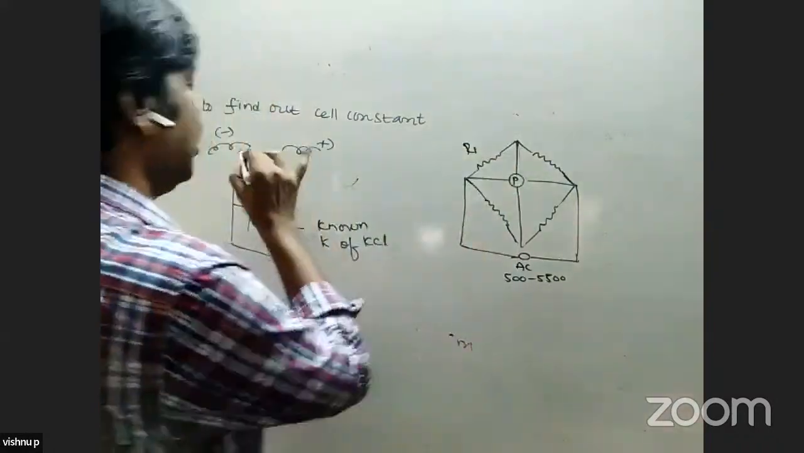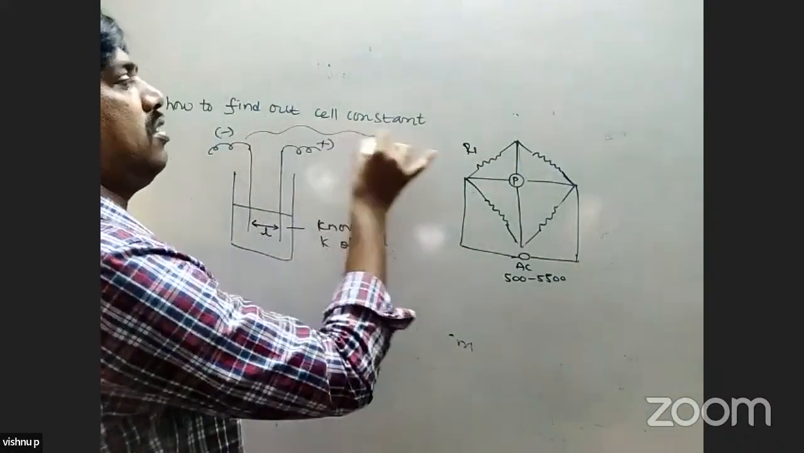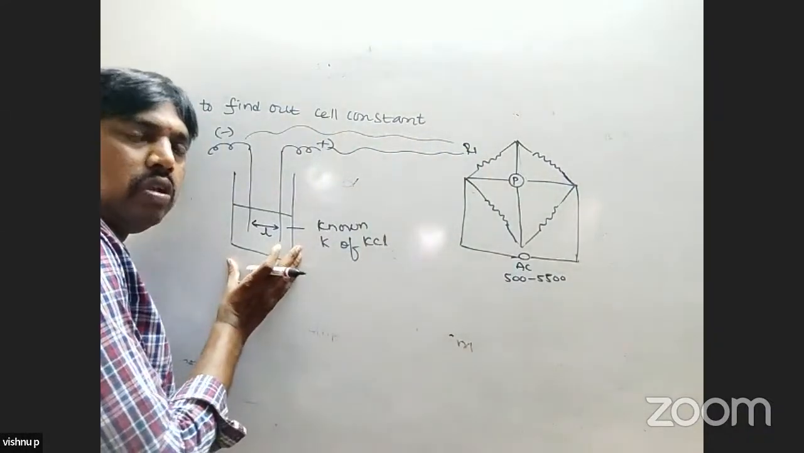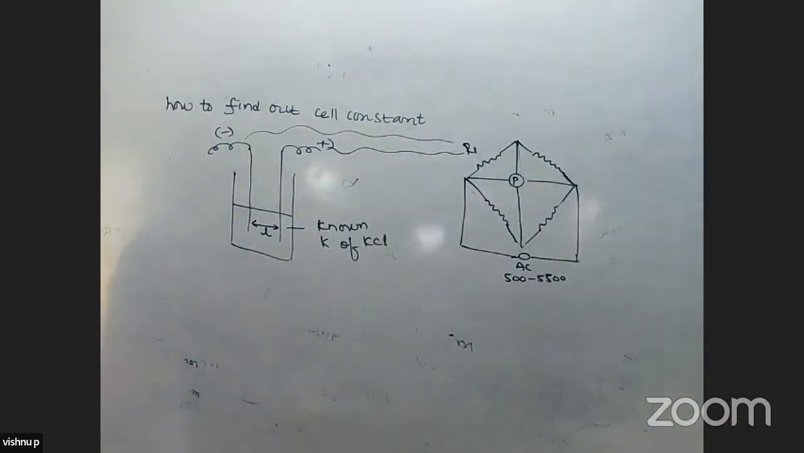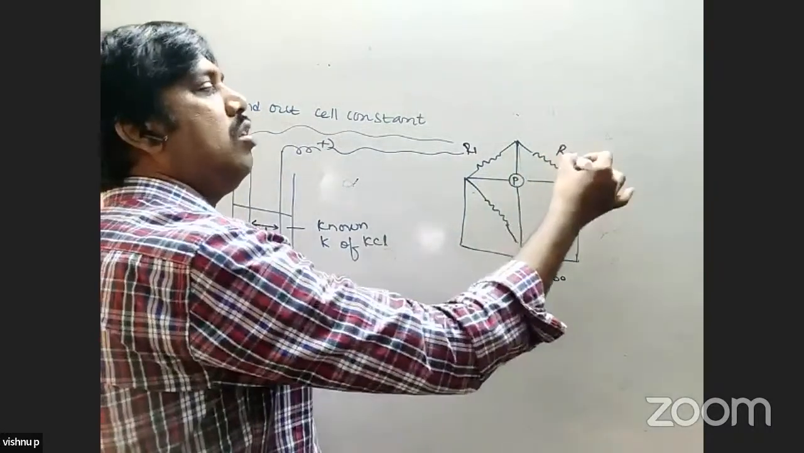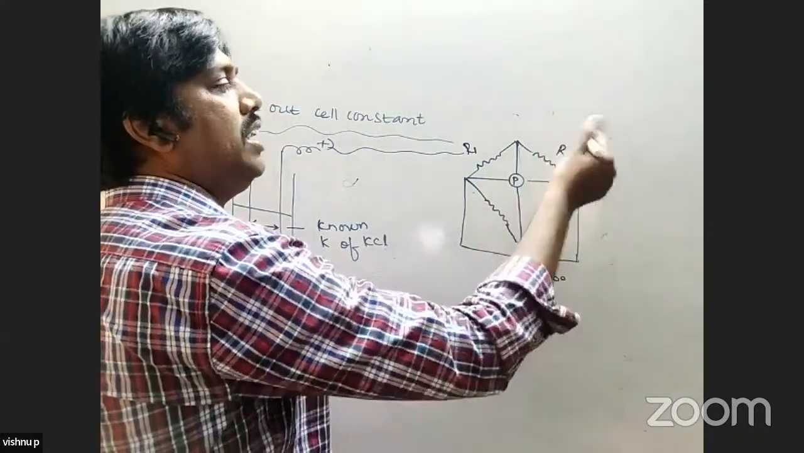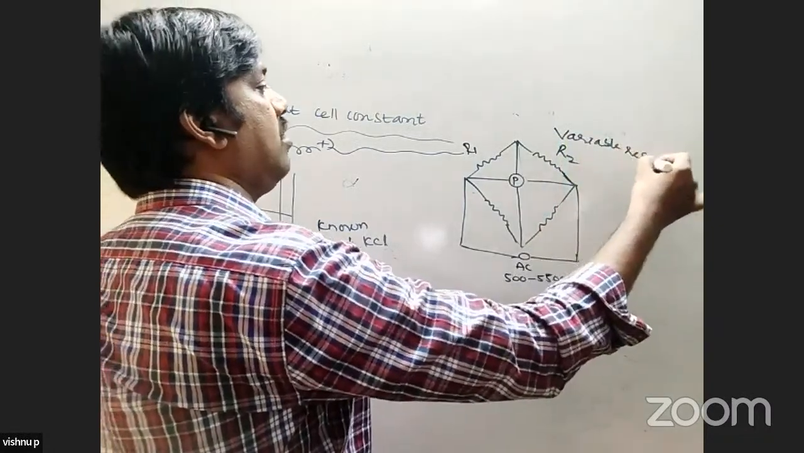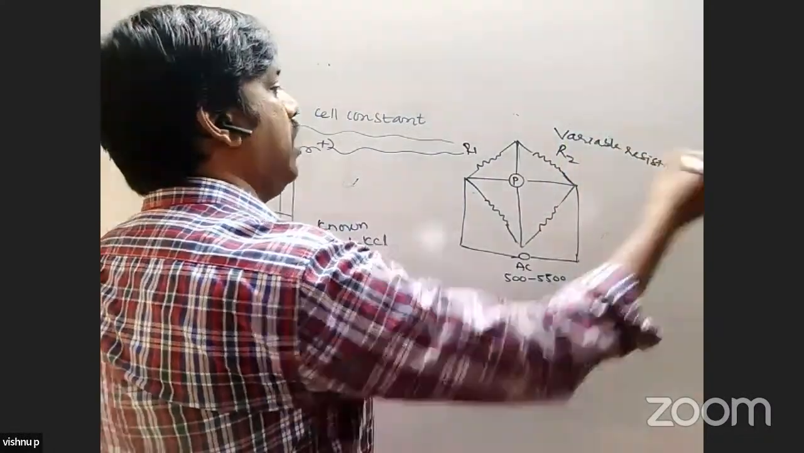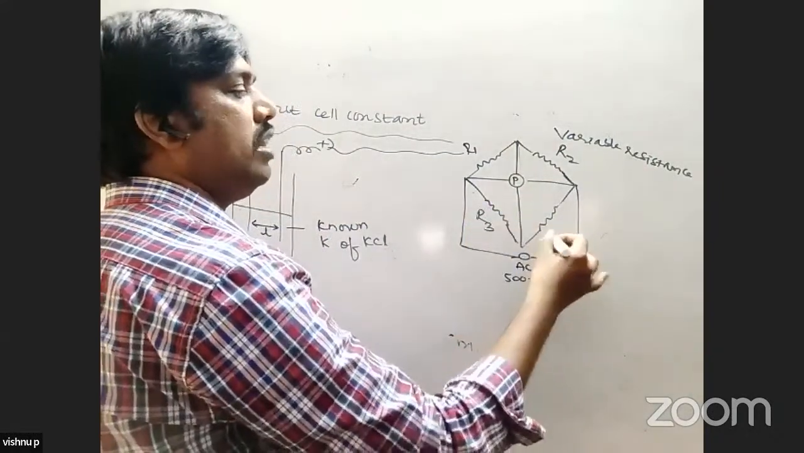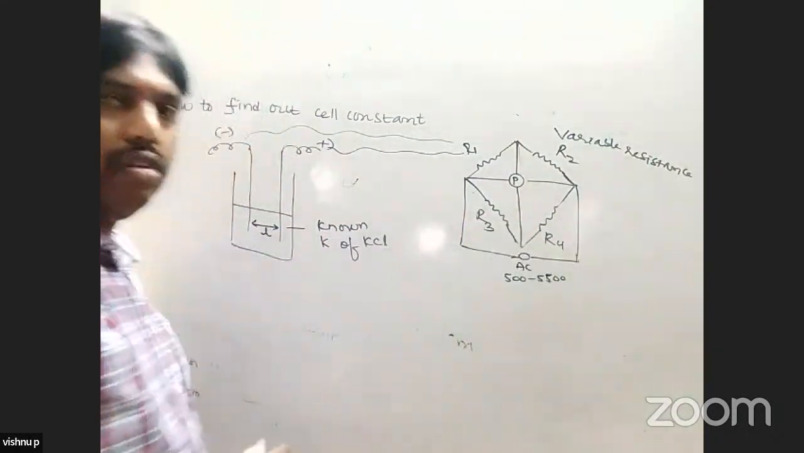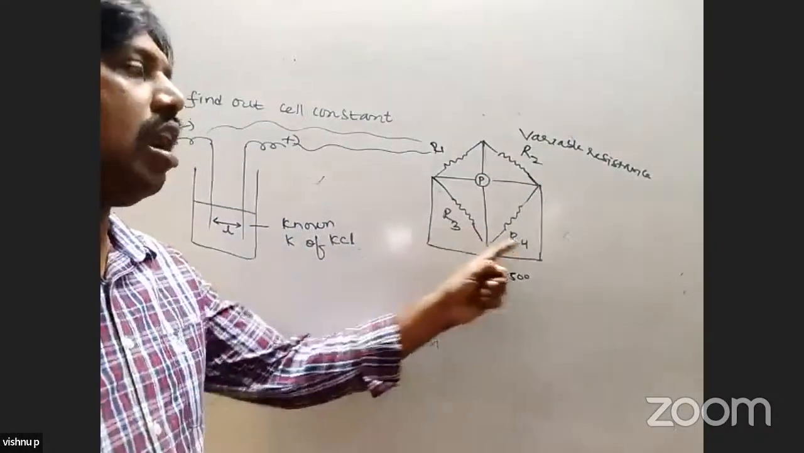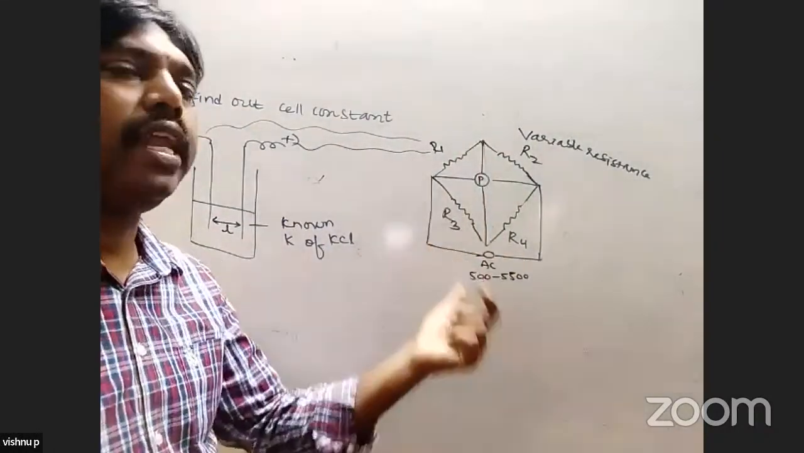R1 is the resistance of this known K of KCl solution. This is R2, which we can adjust. We can call it the variable resistance. R2 is the variable resistance. R3 and R4 are the known resistances. Known are R3, R4. R2 is the variable resistance.